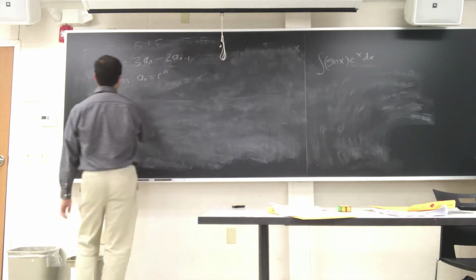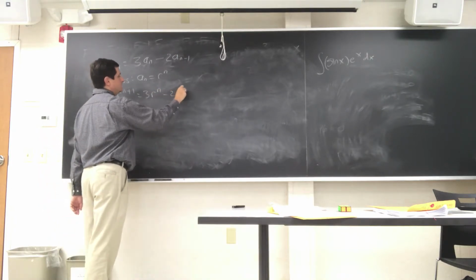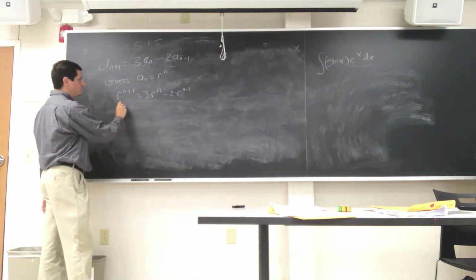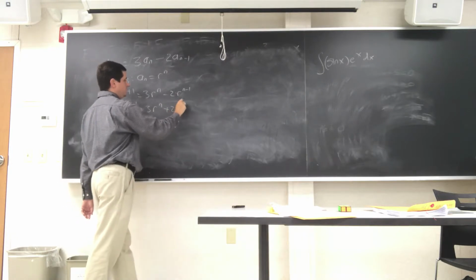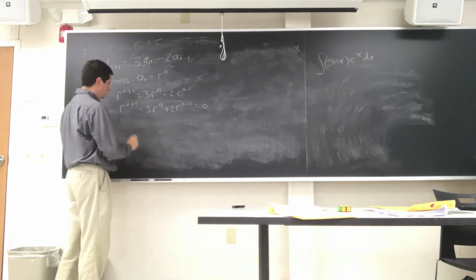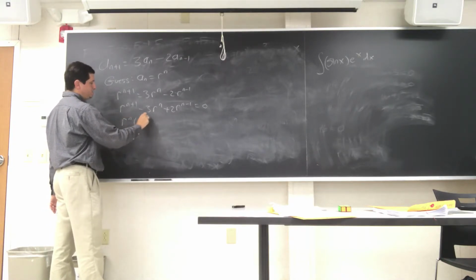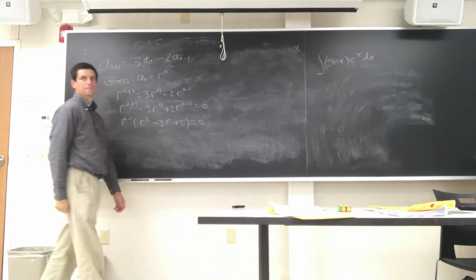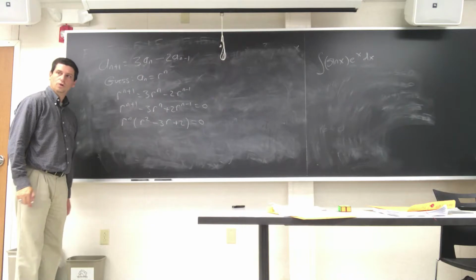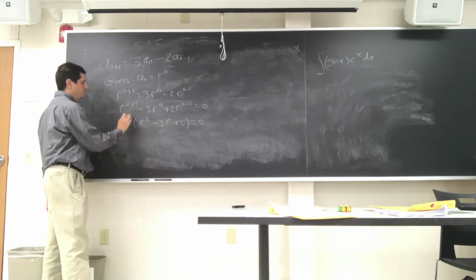If we plug this in, we get r to the n plus 1 is 3r to the n minus 2r to the n minus 1. Bring things over, I get r to the n plus 1 minus 3r to the n plus 2r to the n minus 1 equals 0. So I pull out an r to the n minus 1, and I'll get r squared minus 3r plus 2 equals 0. So, did I make a mistake? It should be, yes, it should be r to the n minus 1. Thank you.